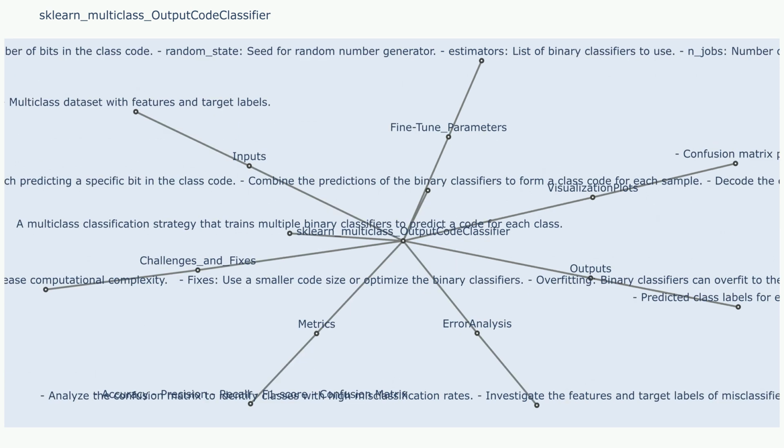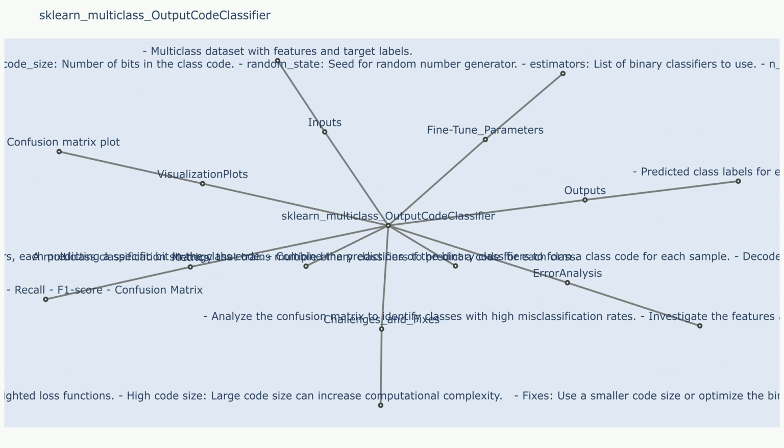Precision, the percentage of true positives among all positive predictions. Recall, the percentage of true positives among all actual positives. F1 score, the harmonic mean of precision and recall.